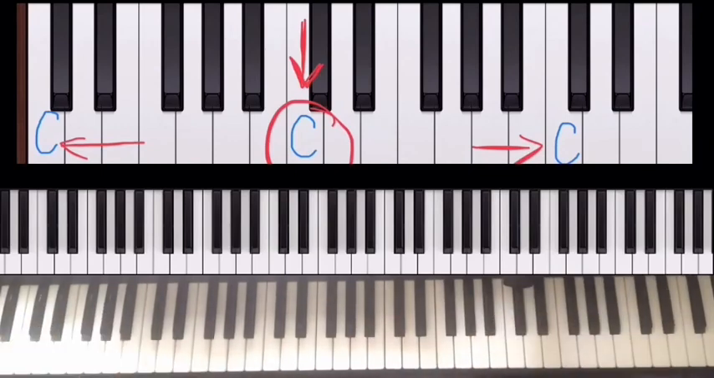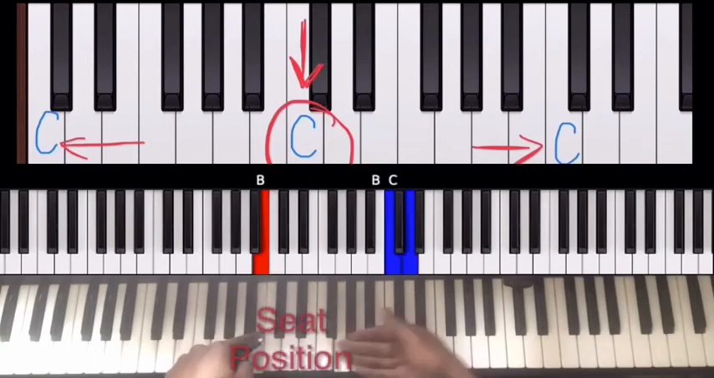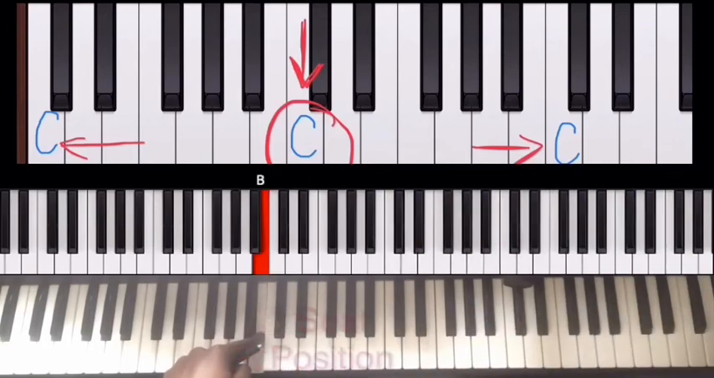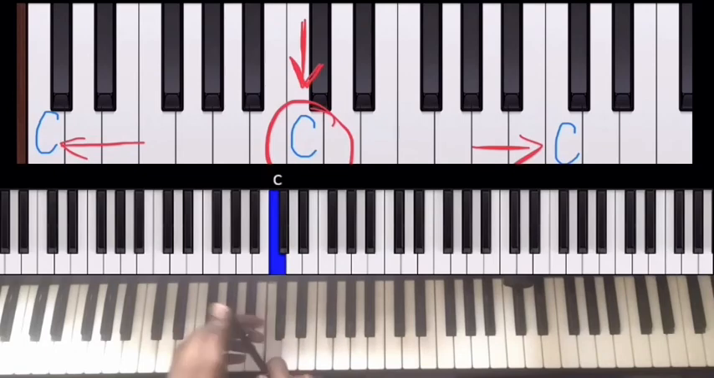The other thing about our middle C is it helps us to know where to sit at the piano. We have to make sure that we sit exactly in the middle of middle C. That way our right hand can play notes all the way down to the right hand side, and our left hand can play all the way down to the left hand side.